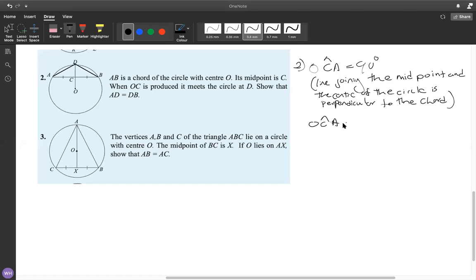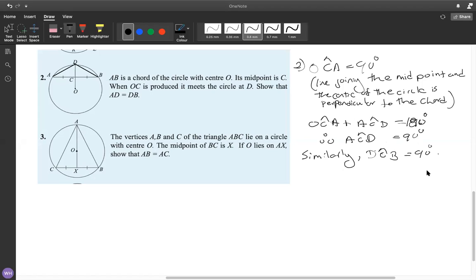And then angle OCA plus angle ACD should be equal to 180 degrees. Therefore, angle ACD equals 90 degrees, which means it is also perpendicular. You can say, similarly, the other angle, DCB, is also equal to 90 degrees.